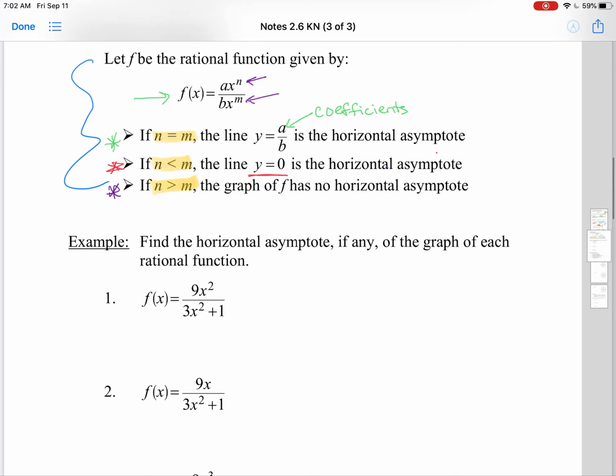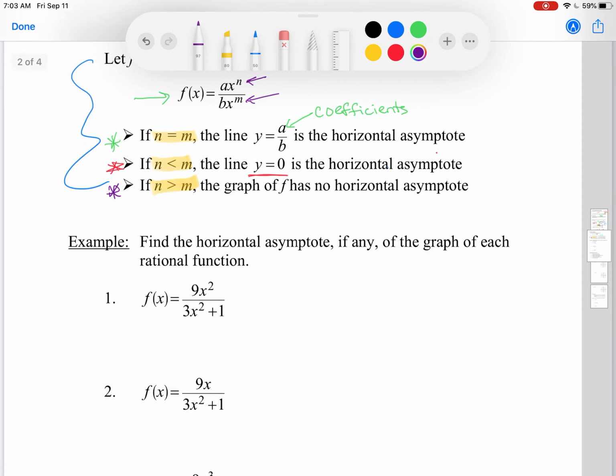So if I go ahead and look at question 1, find the horizontal asymptote, if any, of the graph of each rational function. Well, notice there's no graphs, so we need to use our rules. So if I look at my x terms here, let's go ahead and highlight.